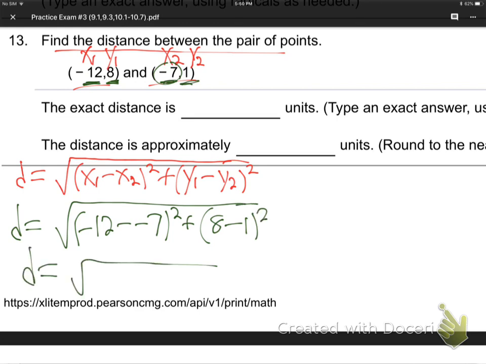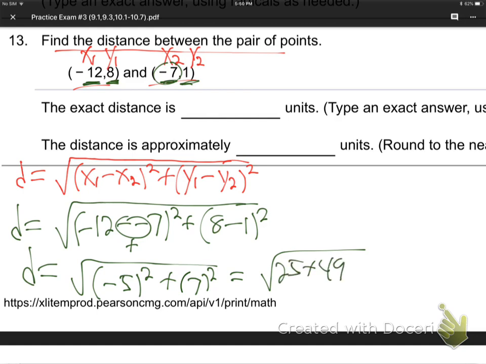So that's the square root of, double negative here, as you know, is positive. So that's minus 5 squared plus 7 squared. So what's that? 25 plus 49. What's that? Square root of 74. And so that's what they want here, the exact answer. And then they want it rounded. Then they want you to use your calculator after that. Hit the square root of 74. I'm getting 8.602. I don't know how far they want you to round. Whatever they say. There is the calculator answer.